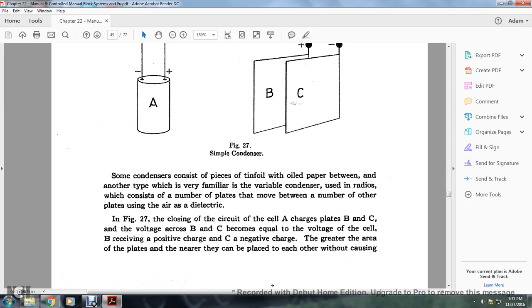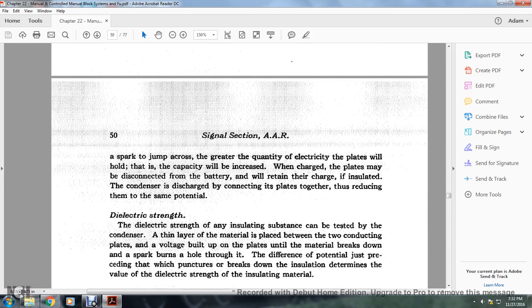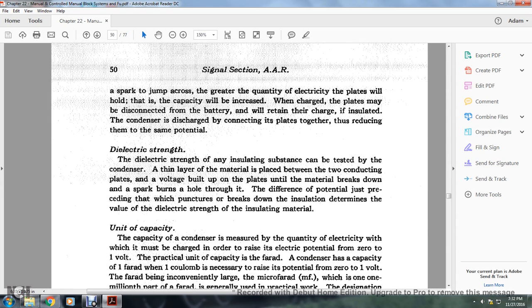In Figure 27, the closing of the circuit of the cell A charges the plates B and C. When the voltage of B and C becomes equal to the voltage of the cell, B receives the positive charge and C the negative charge. The nearer the plates are placed to each other without causing a spark to jump across, the greater the quantity of electricity the plates will hold. The electricity will increase when the charge of the plates is disconnected from the battery; the condenser will retain the charge while insulated. The condenser discharges when the connecting units are placed together, thus reducing the potential.